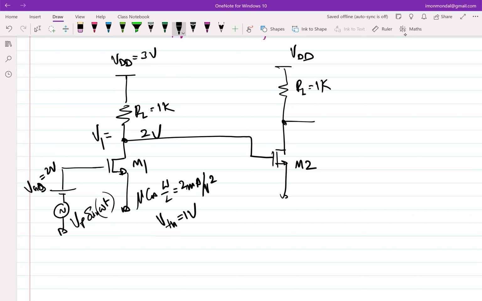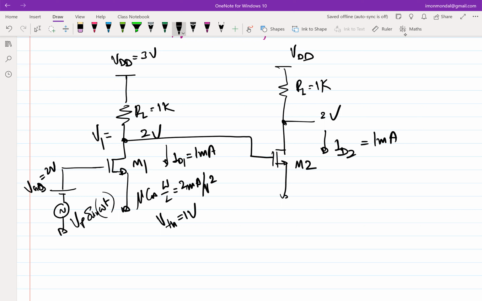Okay. So if this is 2 volt, I know that M1 and M2 are identical. Both of them have the same VGS, so this output will also be 2 volt. Now we also know that ID2 is 1 milliamp, so ID1 is 1 milliamp. Okay, fine. So the quiescent points are set up. What is the next step?